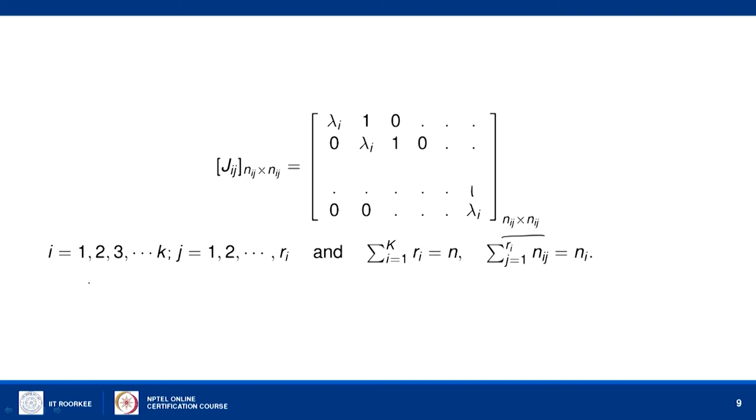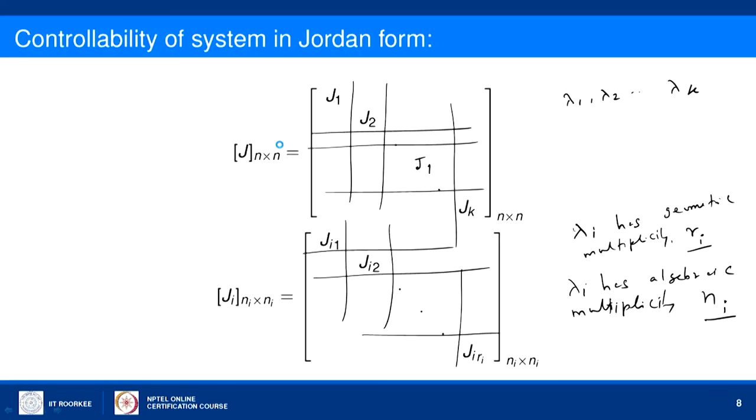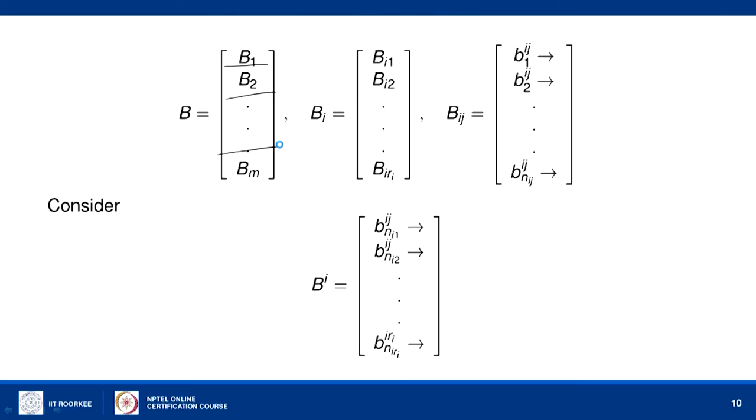Now, the matrix corresponding to B can be split into B1, B2, etcetera, according to the number of eigenvalues; we have taken k, J1, J2, Jk. So correspondingly we have to divide this B matrix into that many parts, up to Bk. And for each i, the block Bi has Bi1 as the first block, Bi2 as the second block, and Biri as the last block of this. So corresponding to the Jordan canonical form, we can split the B matrix in this form.